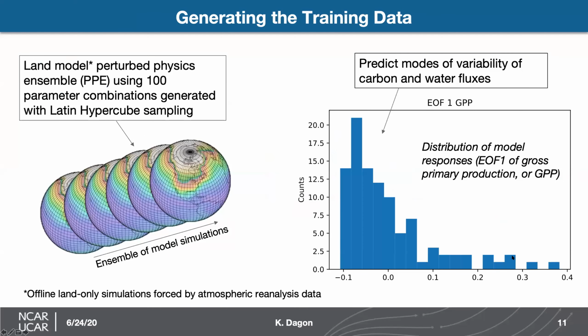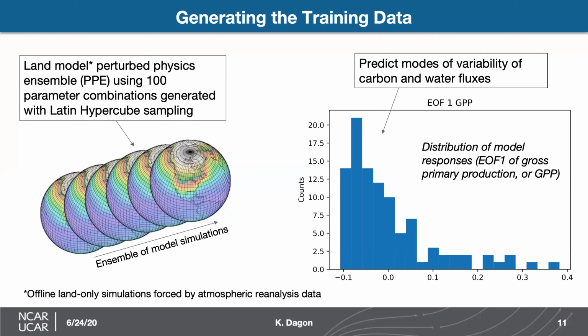So, generating the training data. Step 0 is generating the training data. The way that I did this was to initially run the land surface model in a perturbed physics or perturbed parameter ensemble framework. I used 100 different parameter combinations that were generated with Latin hypercube sampling, just to more evenly sample the parameter space. Then I ran the model 100 times. Again, this is to give us a ground truth for our training. So we have known parameter values and known model output.